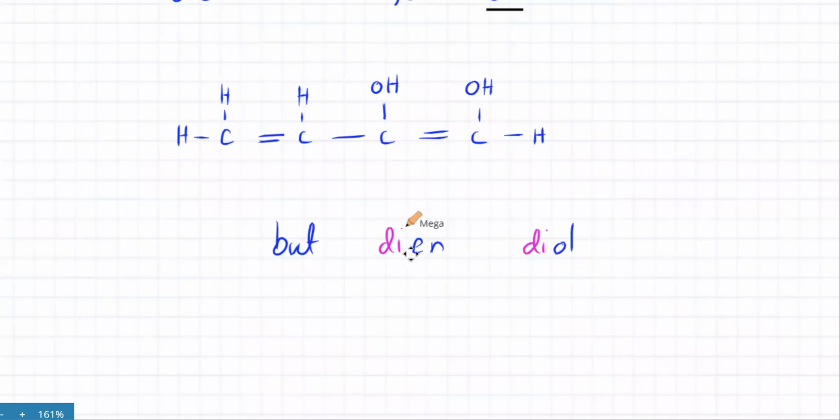So the 2 double bonds, you're going to write di. The 2 OH groups, that's going to be diol. Position is counting from which side, left or right? Right side. You're going to give the smaller number to the OH group, so you count from the right side. It's going to be 1, 2, 3, and 4. So the OH groups are at position 1 and 2, and the 2 enes are at position 1 and 3.